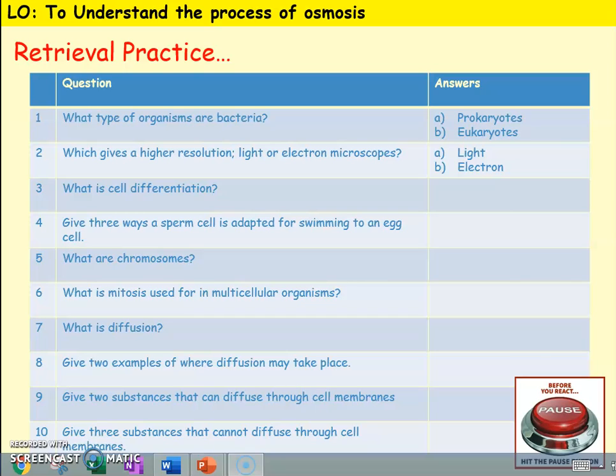Hello guys. So today we're going to understand the process of osmosis. But before we do, here's some retrieval practice. Pause the video now and have a go at those questions. So, have we done? Great.